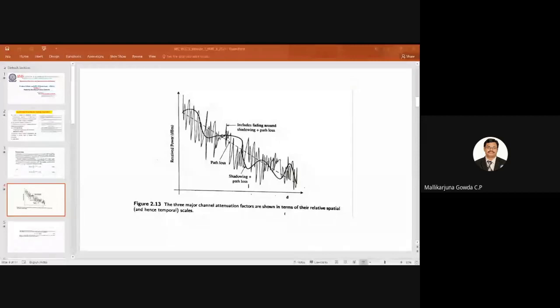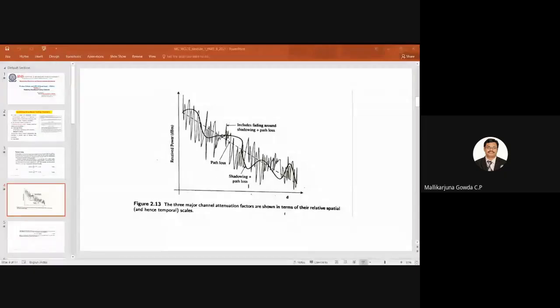Expectation value, right? Path loss is the average value we consider. Then from that average value, due to shadowing, there will be variations in the received signal. So that is shown with this line. That is what I am writing as shadowing plus path loss. Then I am showing another one, the random fluctuations, right? That is due to fading.